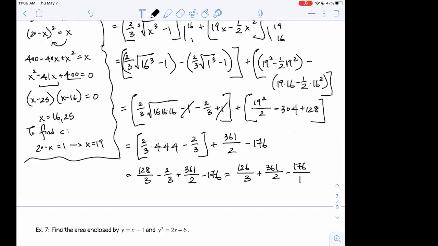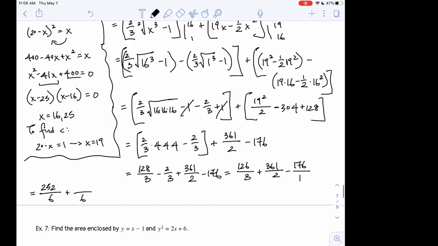But I do think a good common denominator here is 6. So let's see, 126 times 2 is going to give me 252 over 6, plus 361 times 3 is going to give me 1083 over 6, minus 176 times 6 is 1056 over 6. So 252 plus 1083 minus 1056 is going to give me 279 over 6.